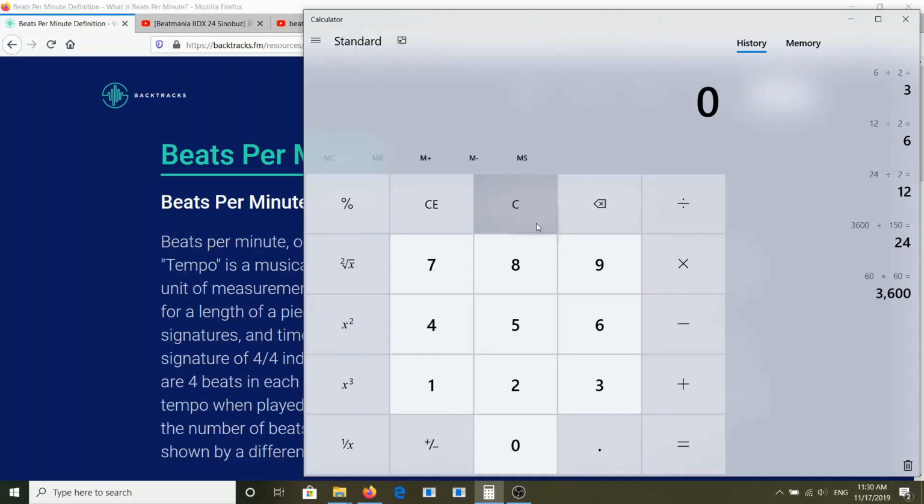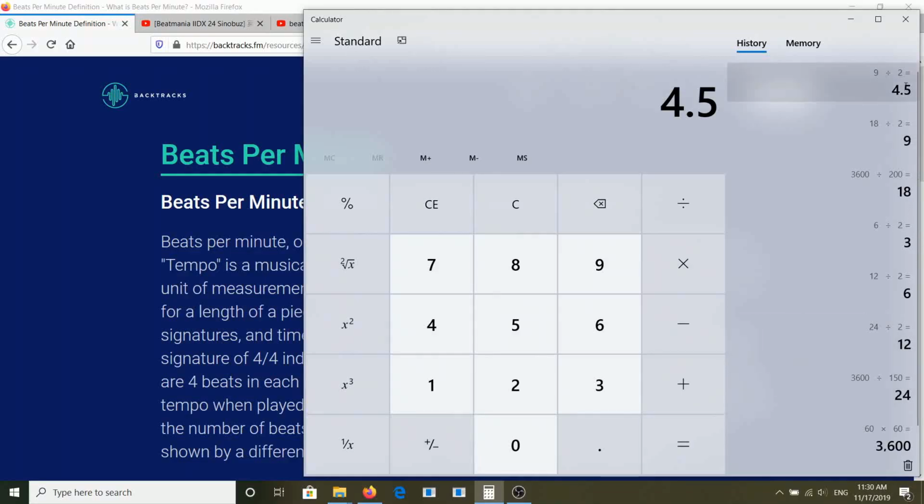So I'm going to clear that out, and we're going to go back to 3,600 divided by 200. So let's see what that is. That is 18 frames, right? And let's figure out what eighth notes are. Divide this by 2, we get 9 frames. And what do we do when we want to figure out 16ths? We divide the number by 2.